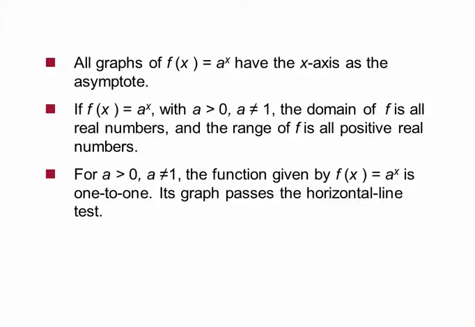If a is greater than 0 and a is not equal to 1, the function is 1 to 1. In other words, it passes the horizontal line test, and it's a function, so it passes the vertical line test. So every member of the domain has one and only one member of the range associated with it, and every member of the range has one and only one member of the domain associated with it.